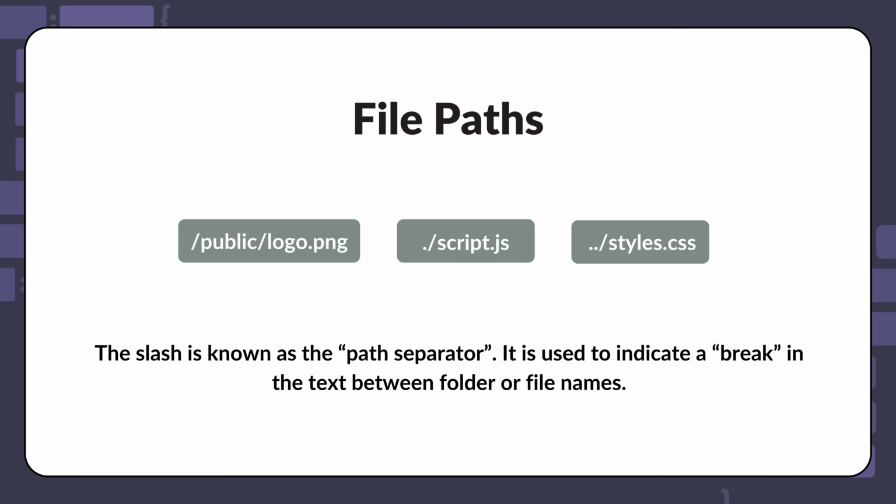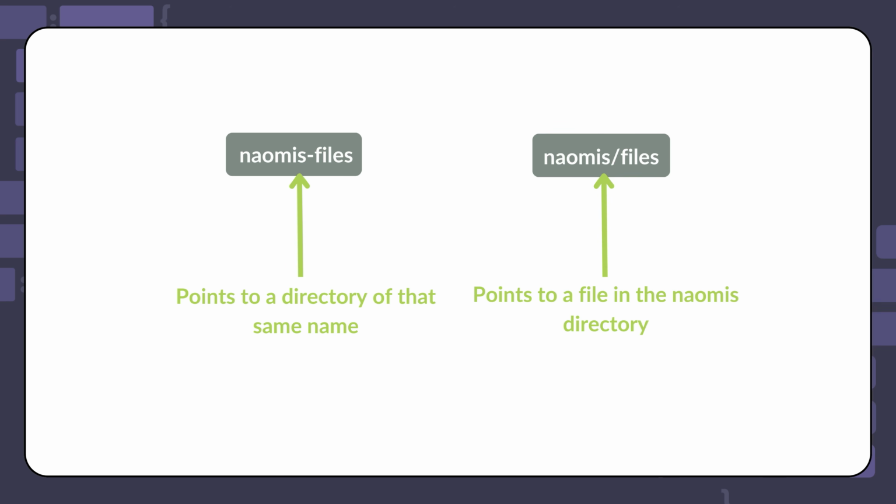The slash is known as the path separator. It is used to indicate a break in the text between folder or file names. This is how your computer knows that Naomi's files points to a directory of the same name, while Naomi's/files points to a file in the Naomi's directory.